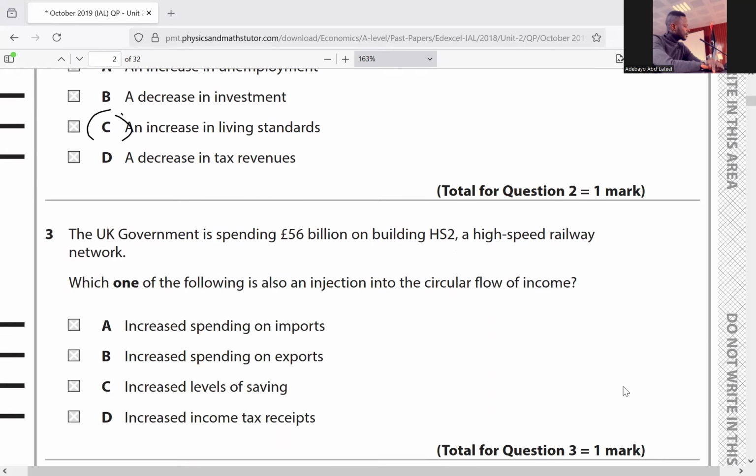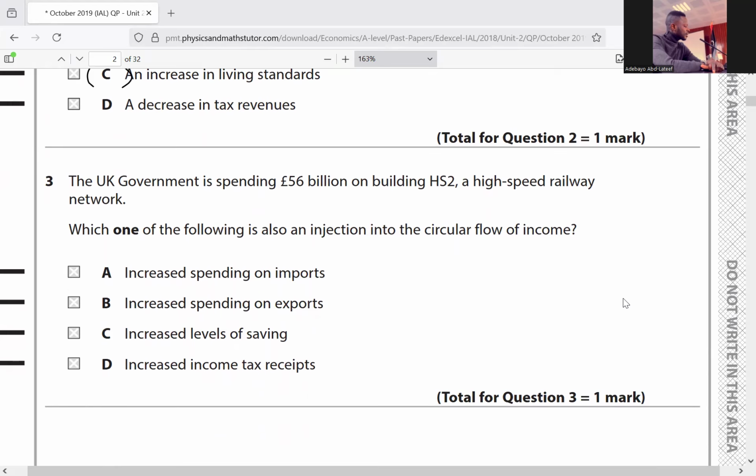So go to question 3. For question 3, they said, the UK government is spending 56 billion on building HS2, a high-speed railway network. Which one of the following is also an injection into the circular flow of income?